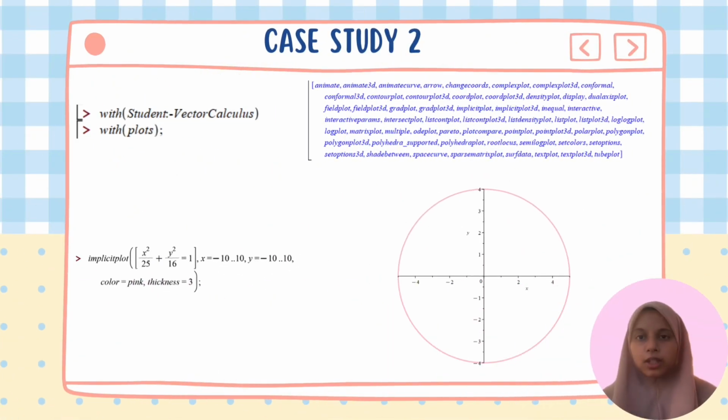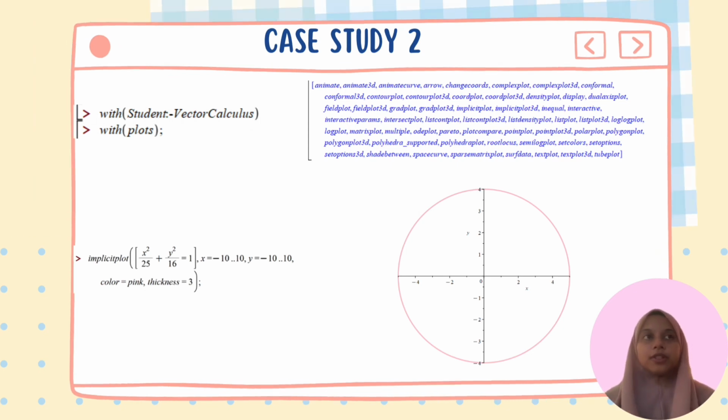By using Maple, we can also find the solution to this problem. Firstly, we use with(Student[VectorCalculus]), which means we are loading the vector calculus subpackage from the Student package. Next, with(plots) means to load the plots package, used to generate 2D and 3D plots. Then we use implicitplot to create a graph. We use implicitplot because it defines a relationship between x and y. In this command, we put the equation, x range, y range, and options like color and thickness of the graph.